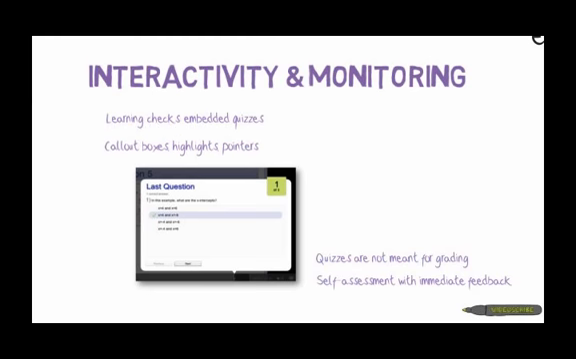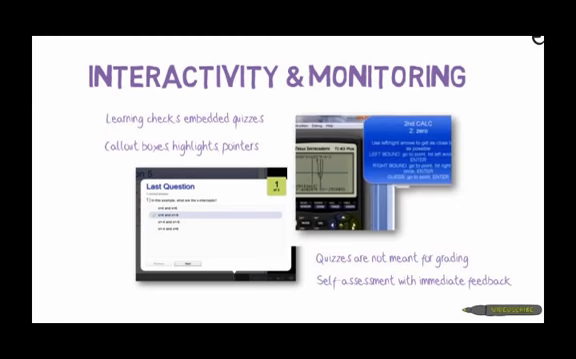Call-out boxes, highlights, and pointers will also help draw attention to important parts. The video might pause before I do a calculator activity, so students are encouraged to get out their own calculator and follow along with me for practice.